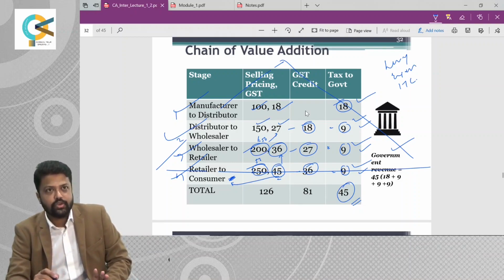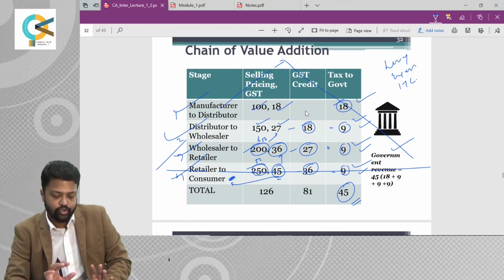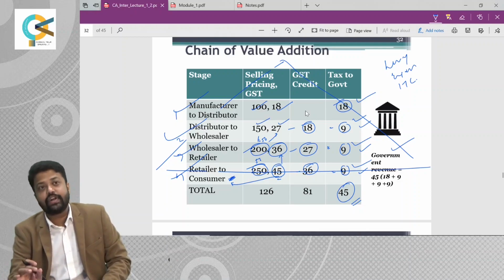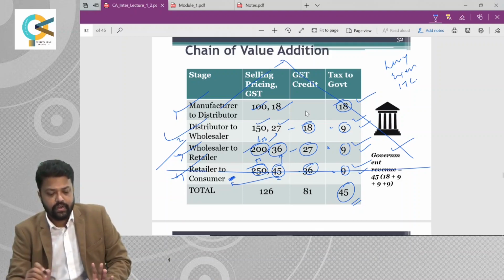There is no loss or double taxation as far as the consumer is concerned. Exactly 45 rupees is the charge which is charged to the consumer, and exactly 45 is the revenue which is going to the government treasury. So it will always match.